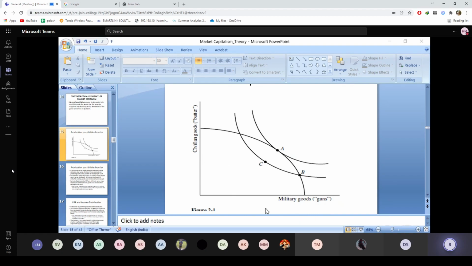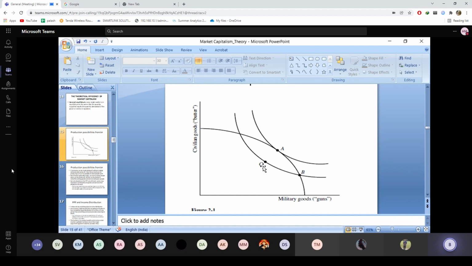Point A. Why? Because it has a combination of the quantity of both the goods, which will maximize the utility. Okay. So it's taking a higher level of utility. Okay. Social welfare function is higher, isn't it? That's what you're trying to say, isn't it?